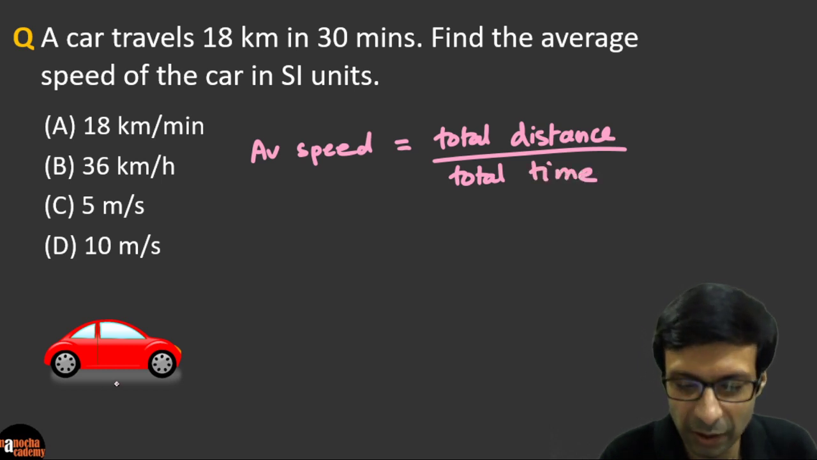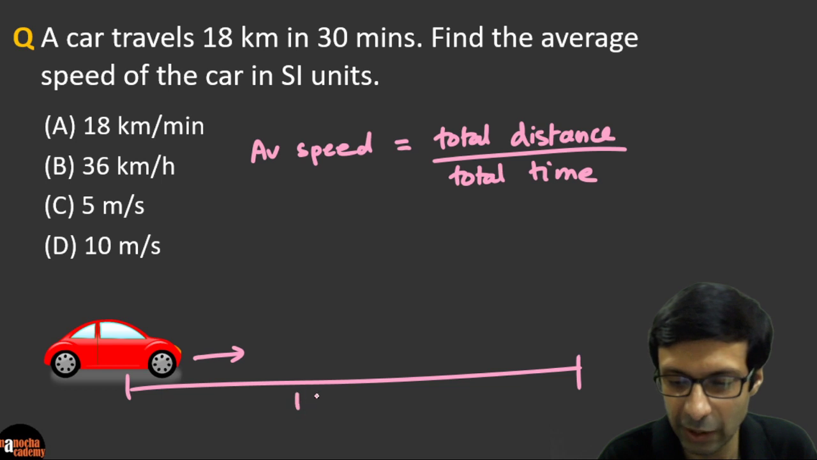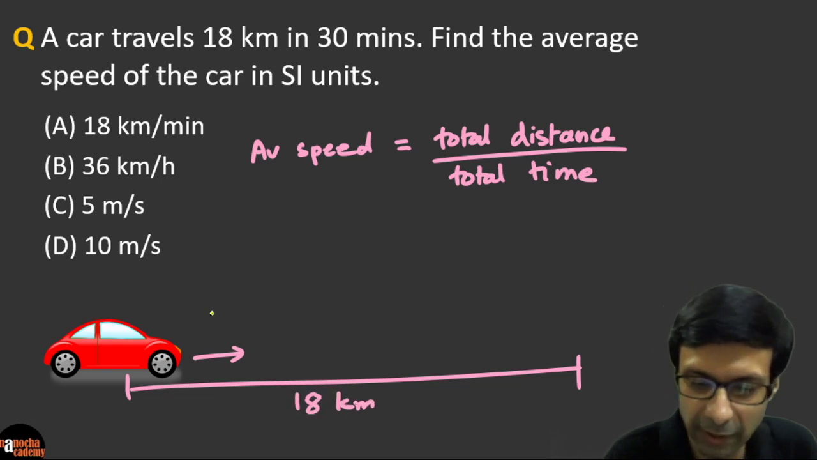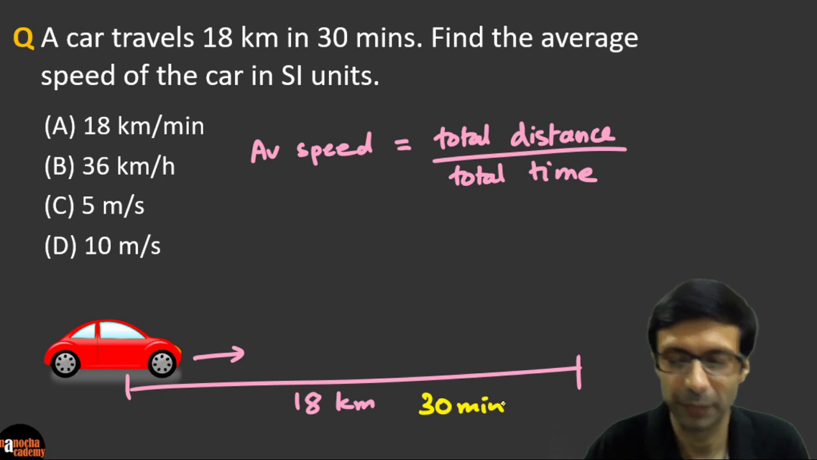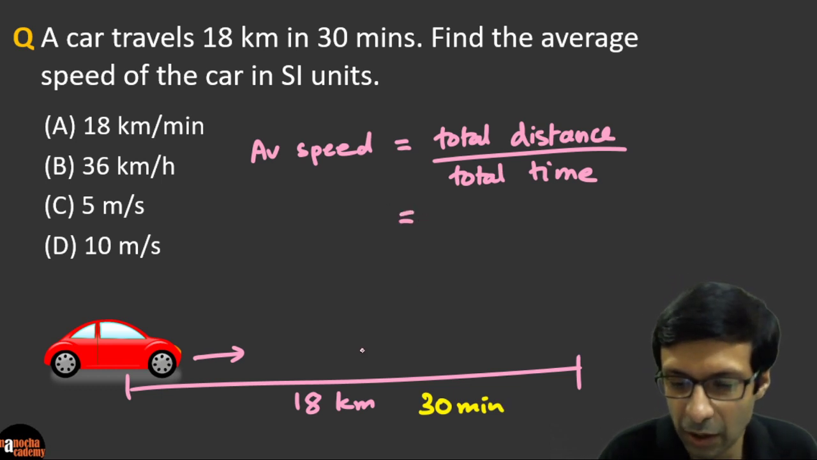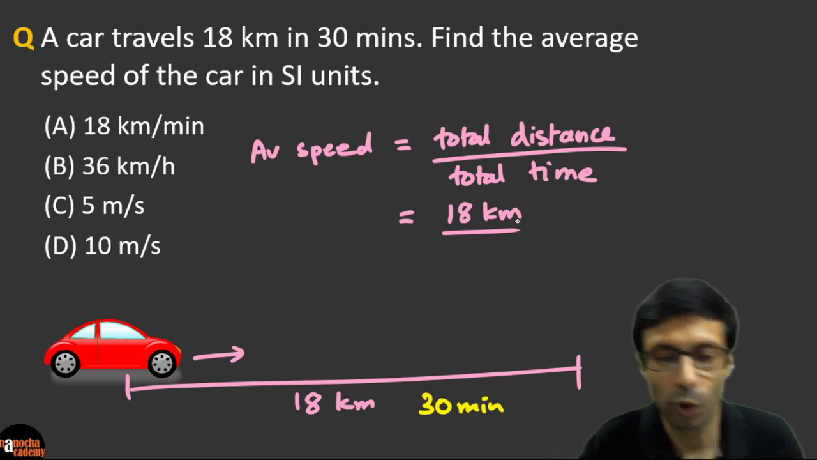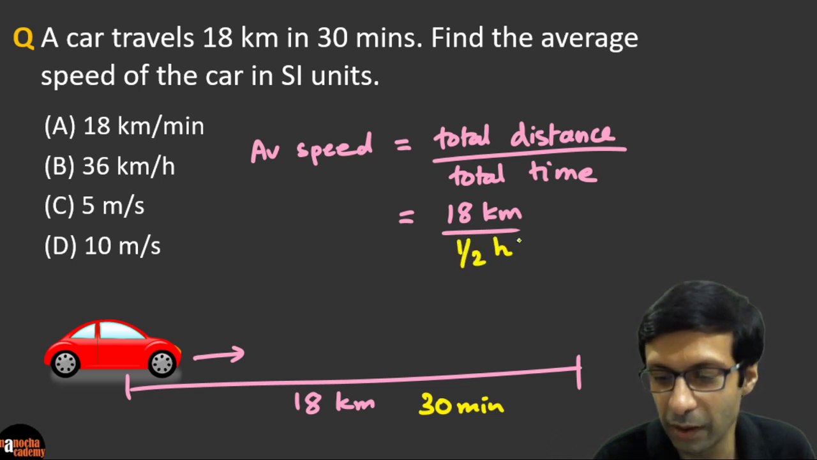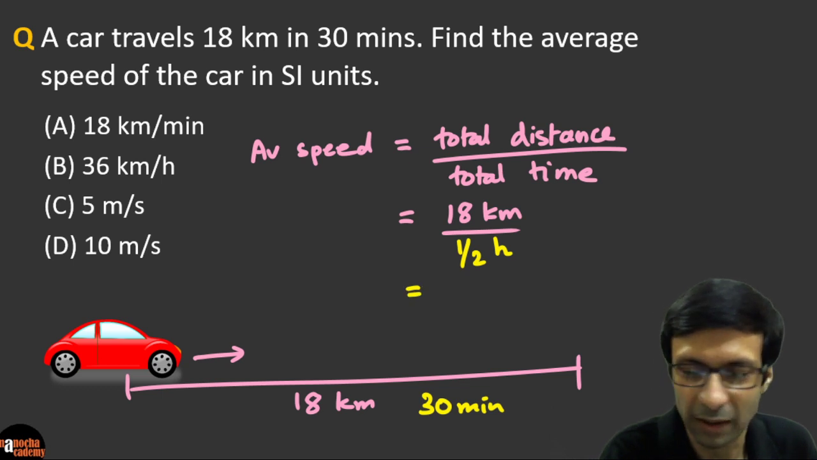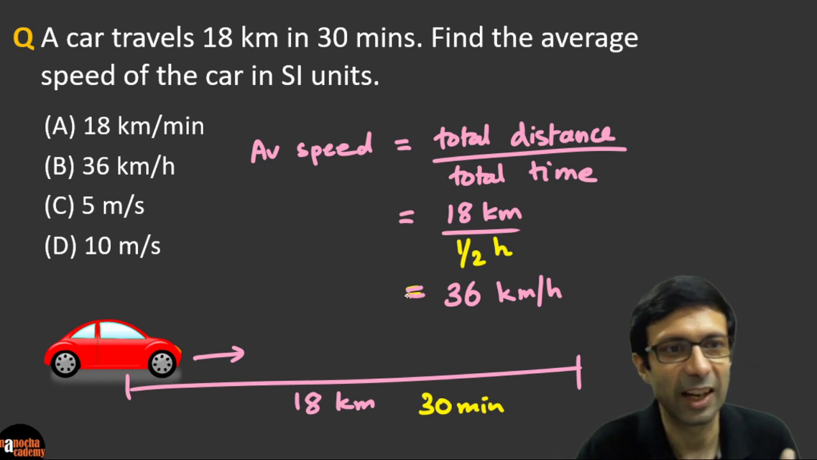So let's say the total distance traveled here by the car is 18 kilometers, and it took 30 minutes to travel this distance. Now we need to find the average speed of the car. So let's go ahead and use our numbers here. It's going to be 18 kilometers, which is the total distance here, and the total time 30 minutes. If you want it in hours, 30 minutes is how many hours? It's half an hour, right? So if you do the maths here, what do you get? The average speed is going to turn out to be 36 kilometers per hour, right? So do you guys agree? So the average speed is going to be 36 kilometers per hour.